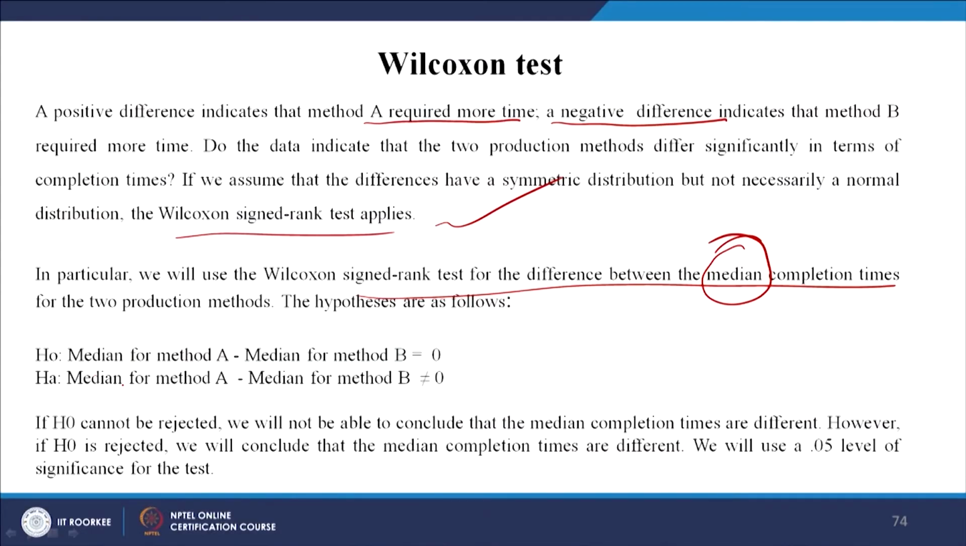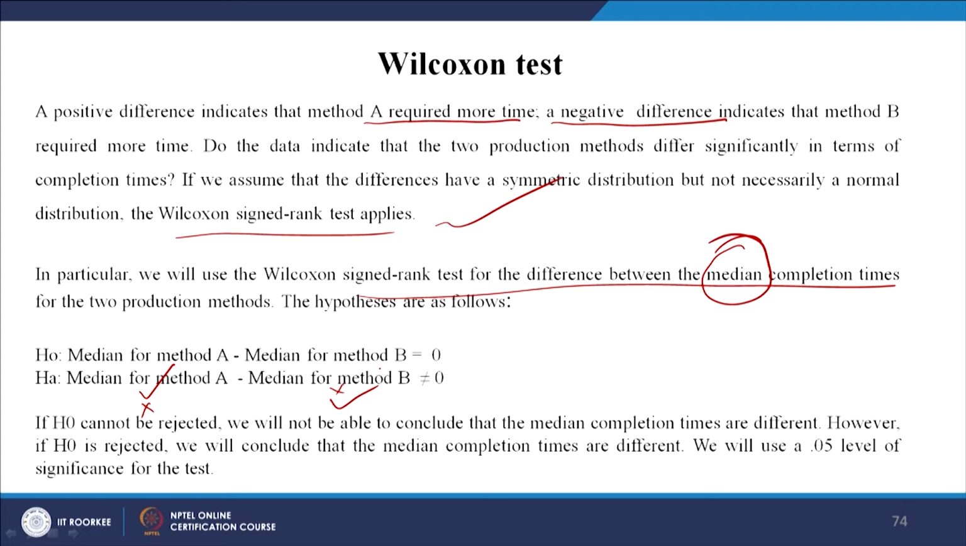So, for the two production methods, the hypotheses are: the median for method A minus the median for method B is equal to 0, which means the median for method A is equal to the median for method B. In the alternate hypothesis, we say the median for method A minus the median for method B is not equal to 0. So sometimes this might be more, sometimes less.